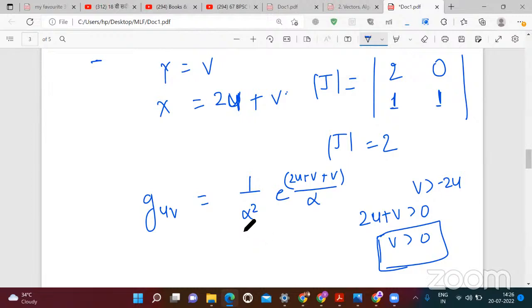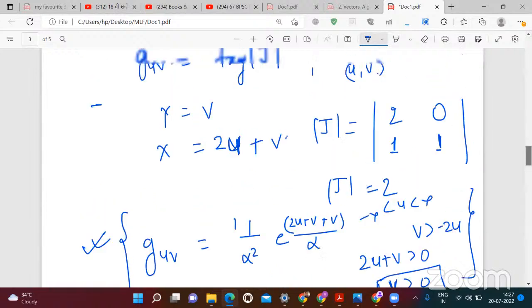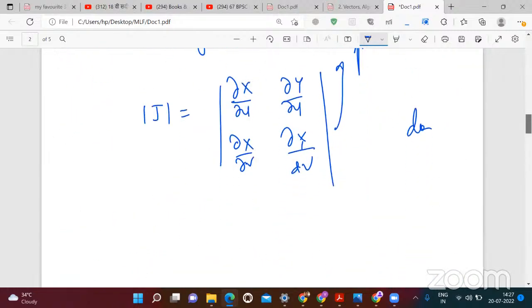Okay. So for these cases, this is the joint distribution of u,v, and the condition is v should be greater than 0, and v should be greater than minus 2u, and u can vary from minus infinity to plus infinity, and 0 for other cases. So this is the way to transform the thing.